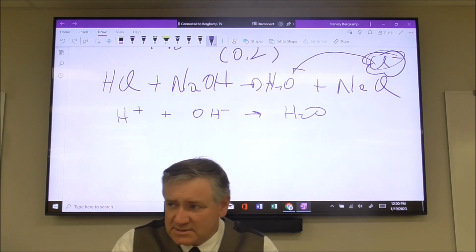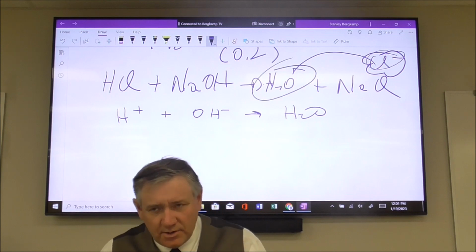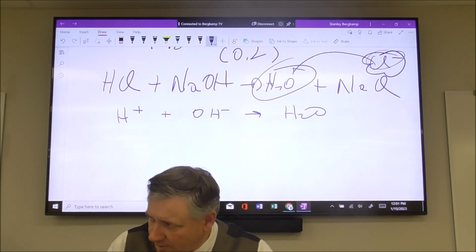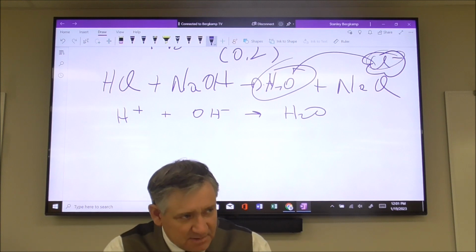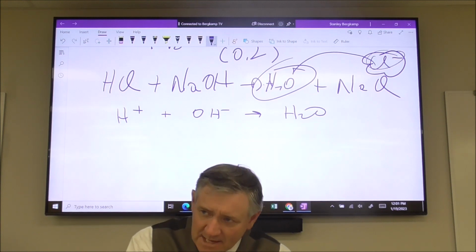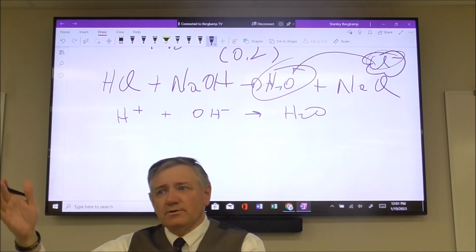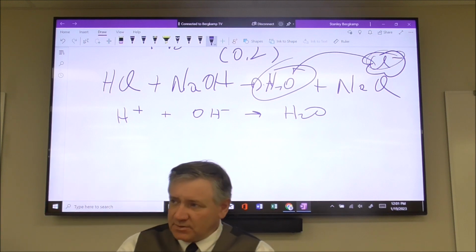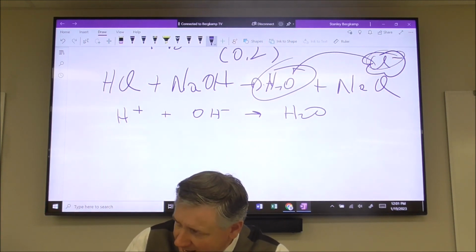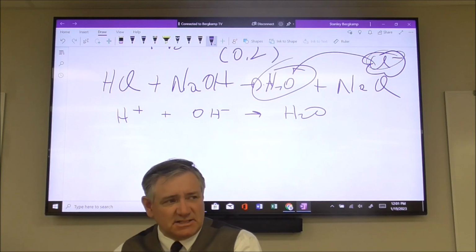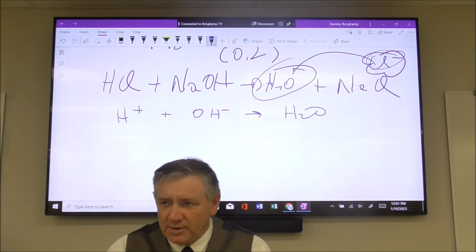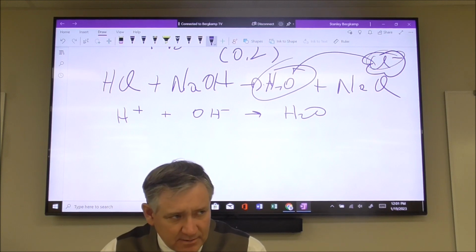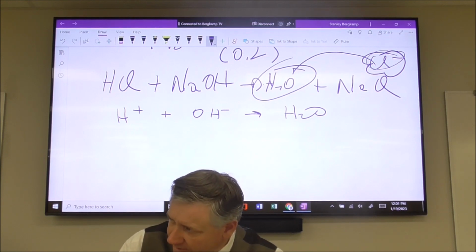So the chloride is there, but it's not going to interact with the water to reform hydrochloric acid, because here's the dichotomy. The stronger the acid is, the weaker the conjugate base. So hydrochloric acid is a very strong acid because it has an exceptionally weak conjugate base. Okay? So the chloride is there, we just don't care about it because it's not going to make a secondary reaction.